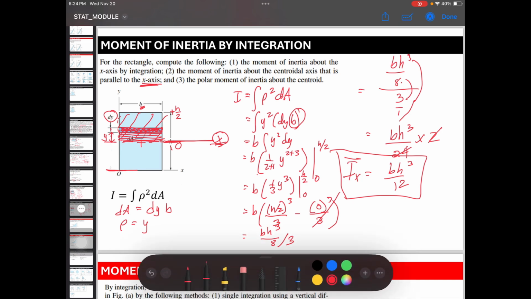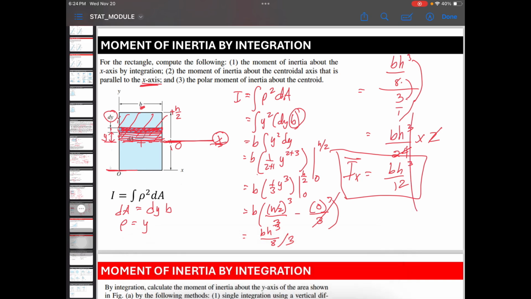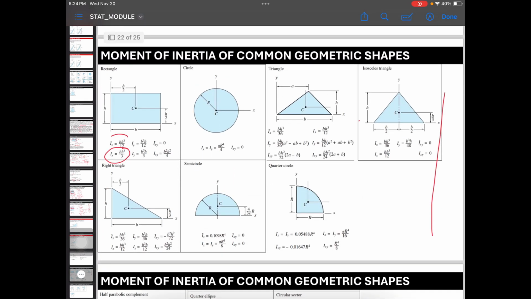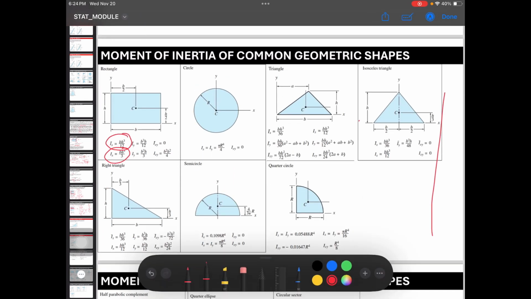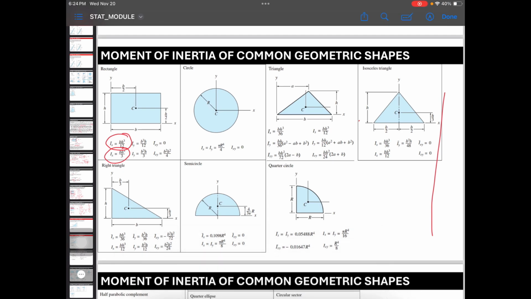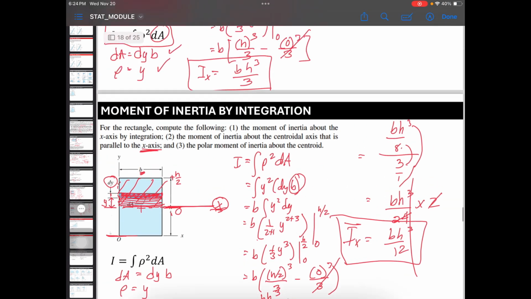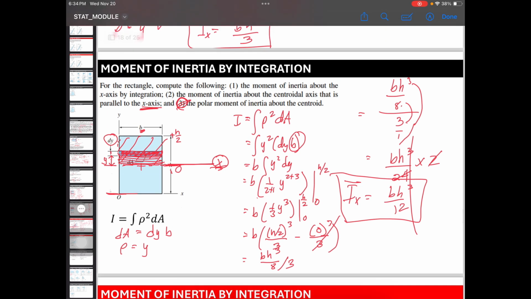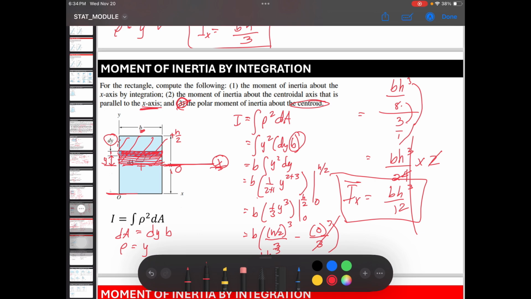Okay. So, let's check the table if we got the answer. The centroidal is BH cube over 12. So, we got H cubed. H is cubed. So, let's solve the polar moment of inertia about the centroid. Right, polar moment of inertia is equal to J. Polar moment of inertia J is equal to Ix plus Iy.